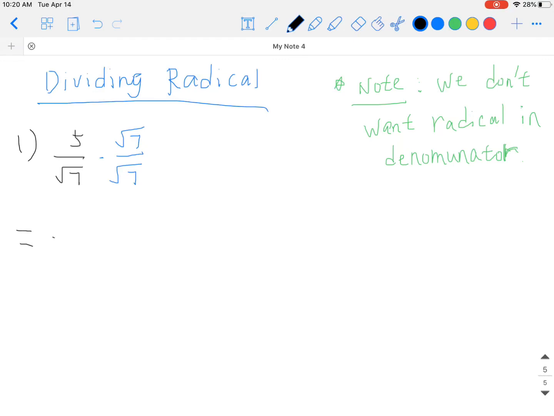So this will become radical 7 times radical 7. It means removing the radical, or you can say radical 7 squared. On the top will be 5 times radical 7. Now as you can see, there's no more radical in our denominator. And this is important because another word for this is called rationalize.